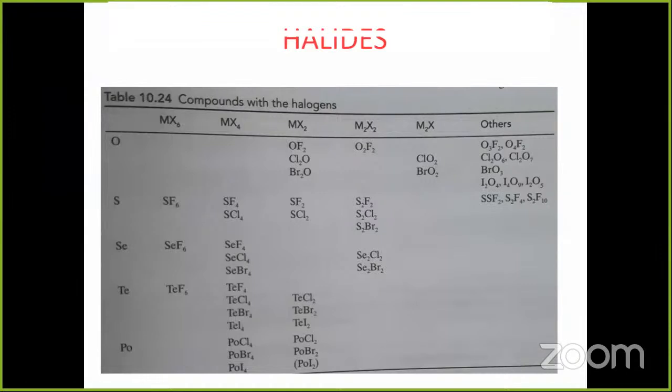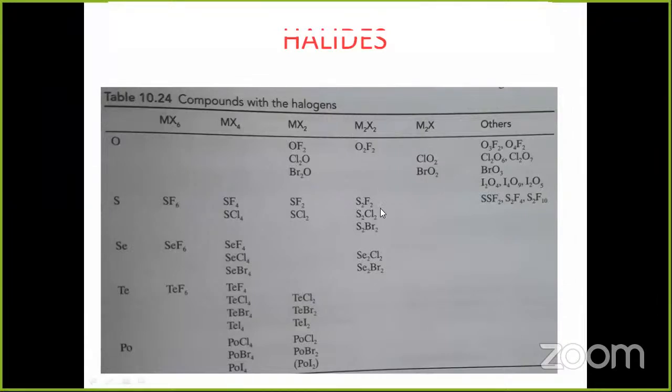Sulfur halides are very important. For example, SF6, the hexahalide, has sp3d2 octahedral geometry. SF4 is sp3d, seesaw structure. SCl2 is V shaped, angular, sp3. And S2Cl2 is open book shape, sp3 hybridization, just like the H2O2 model. These are the four very important types of halides, and the most important is S2Cl2.